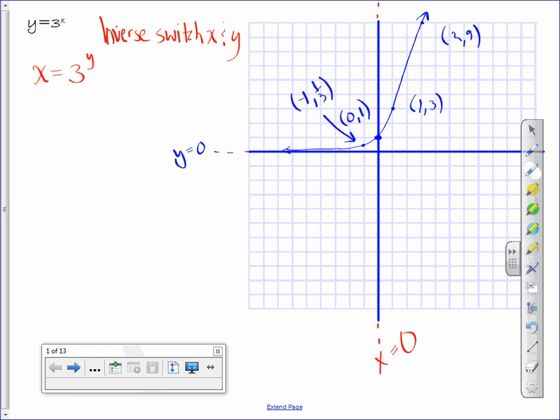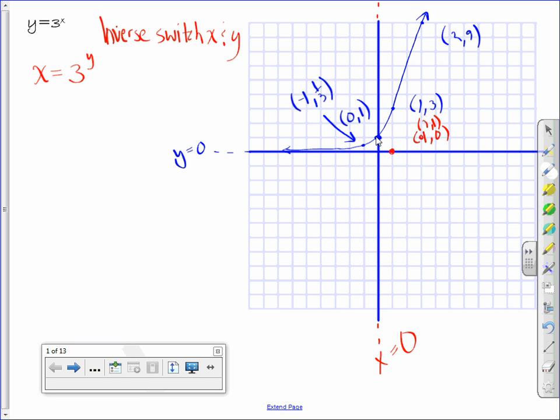Then all of our points switch. So 0 and 1 becomes 1, 0, which is right there. 1 and 3 becomes 3 and 1, which is right there. 2 and 9 becomes 9 and 2. And negative 1 and 1/3 becomes 1/3 and minus 1, which would be about there.